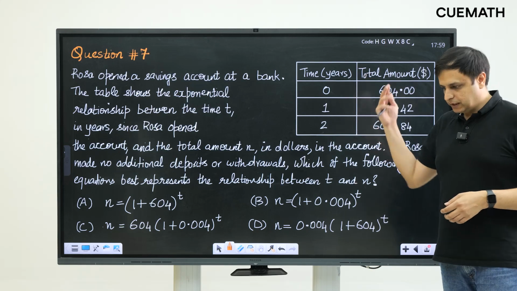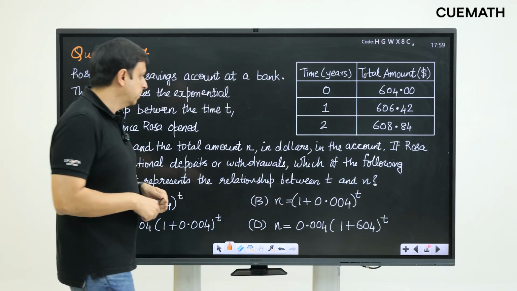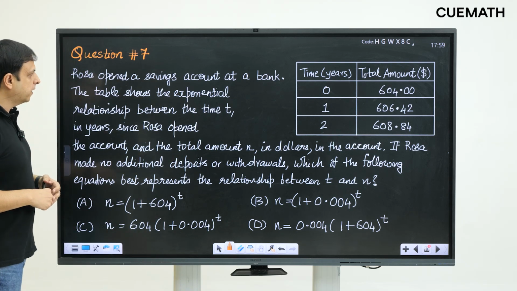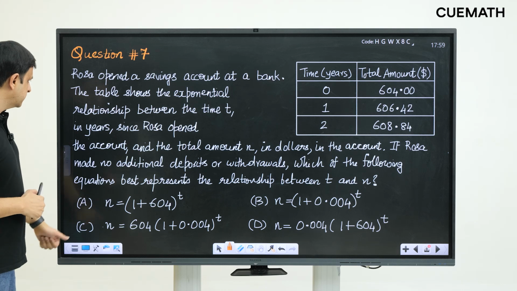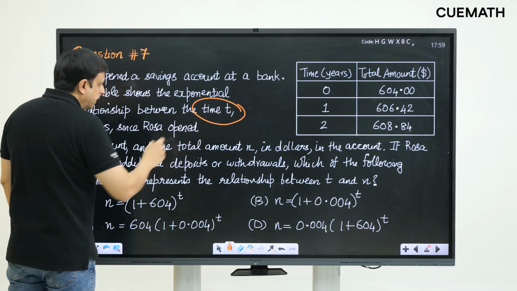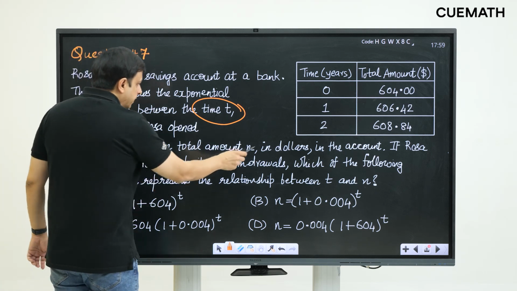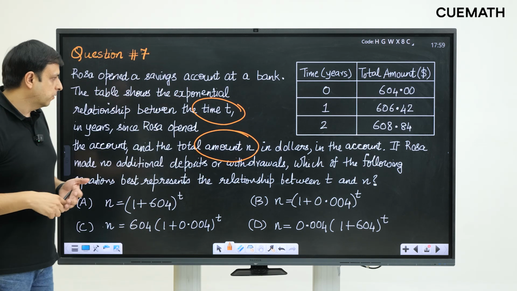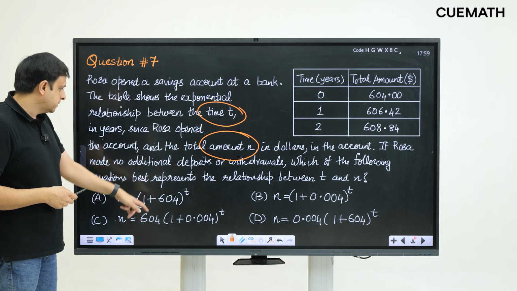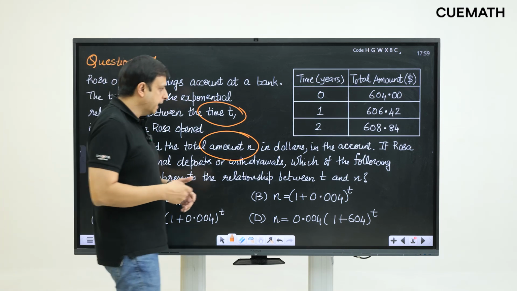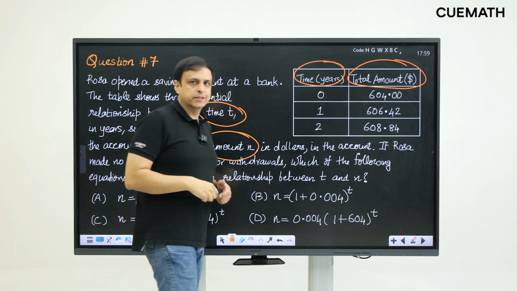All right, here's the last question of this lesson, and this one is a bit wordy, so I'll just quickly read through it. Rosa opened a savings account at a bank. The table shows the exponential relationship between the time t in years, so that's one variable, in years since Rosa opened the account, and the total amount n in dollars in the account. If Rosa made no additional deposits or withdrawals, which of the following equations best represents the relationship between time t, which is in this column, and the total amount in dollars, which is in this column?